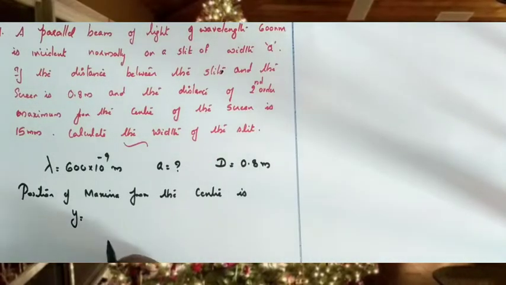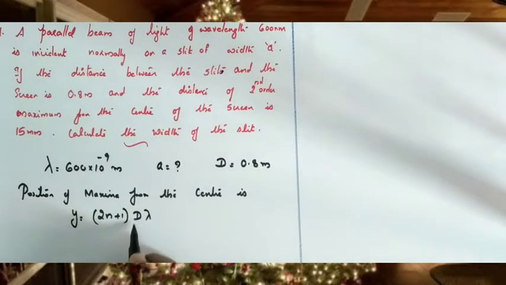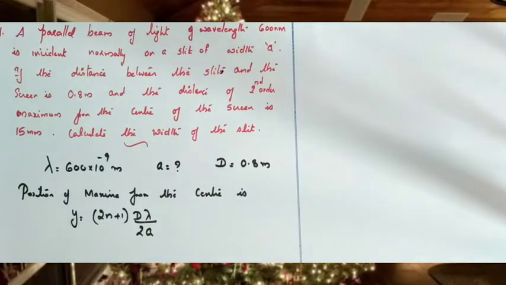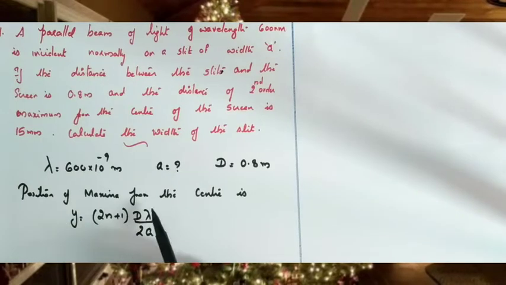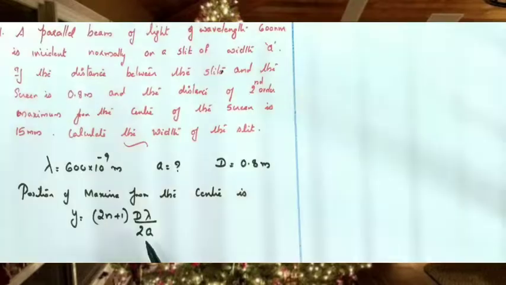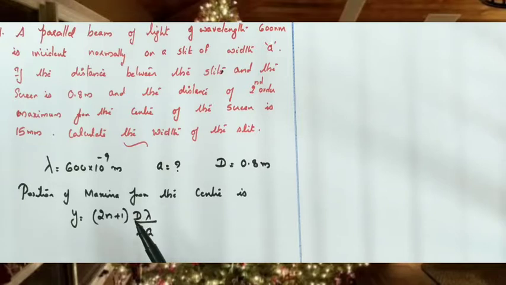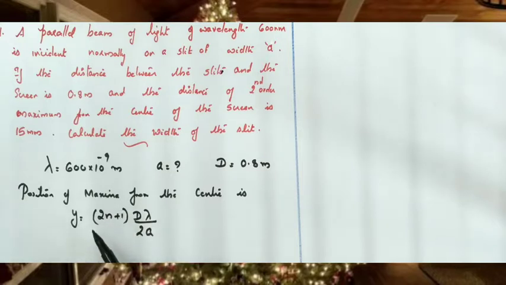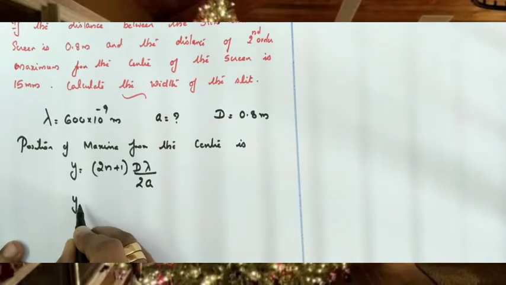Okay children, so the position of maxima from the center is given by y equals (2n plus 1) into D lambda divided by 2a. In the case of interference, the position of minima is y equal to (2n plus 1) into D lambda by 2d. But here in the diffraction pattern, the position of maxima is y equal to (2n plus 1) into D lambda by 2a. This is the formula.